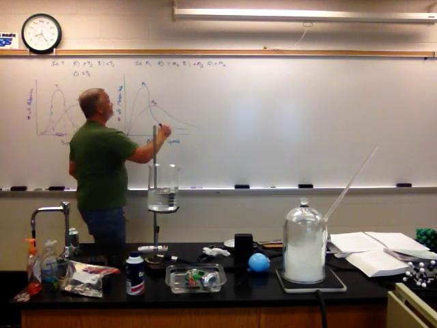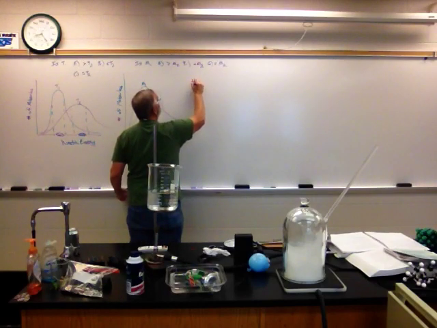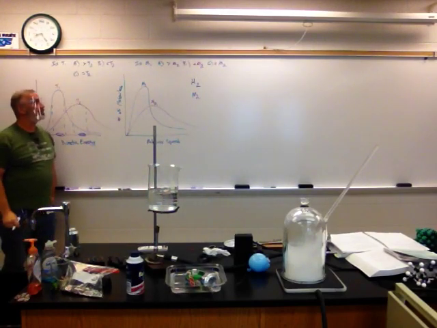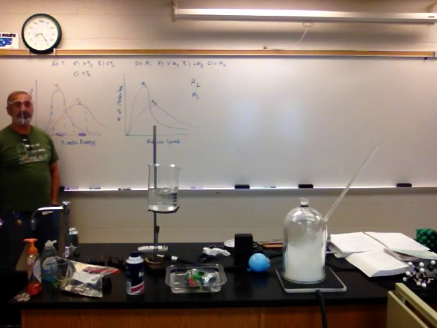So, if we have hydrogen and nitrogen, which one is going to be M1, which one is going to be M2? M1 is going to be nitrogen, and M2 is going to be hydrogen. Okay, that is absolutely correct. And how did you get that? Why did you want to say that? Because nitrogen is larger and will move slower than hydrogen. Okay, that's exactly right.